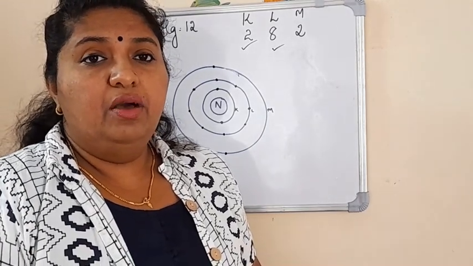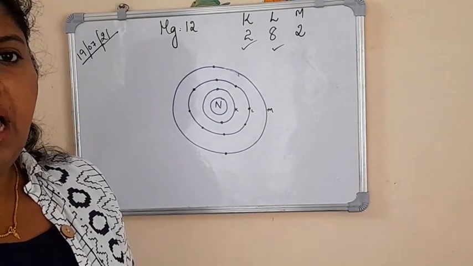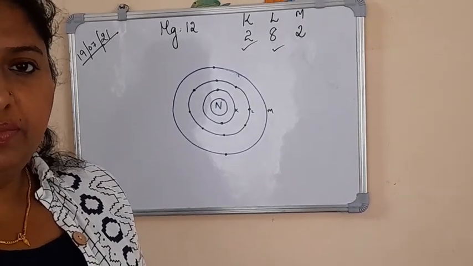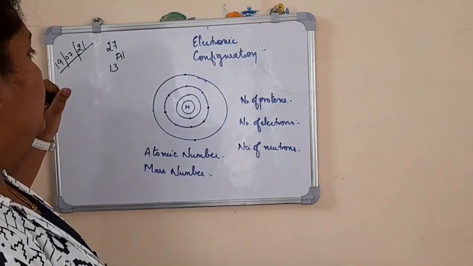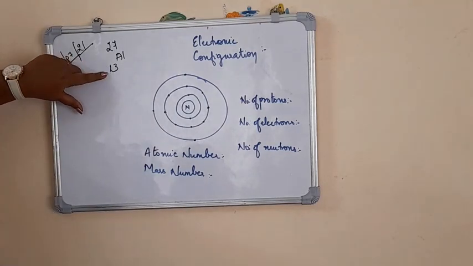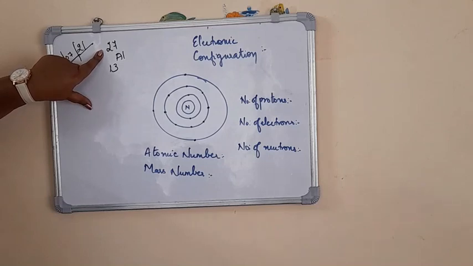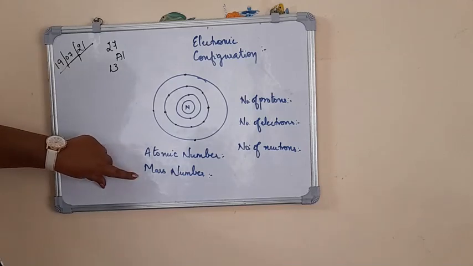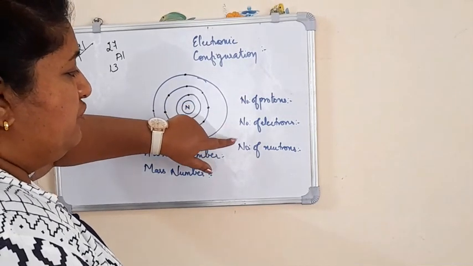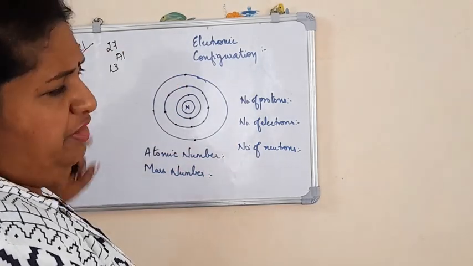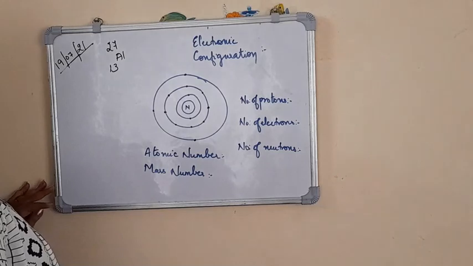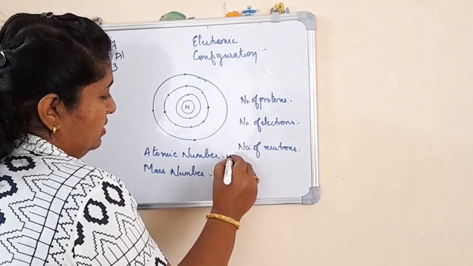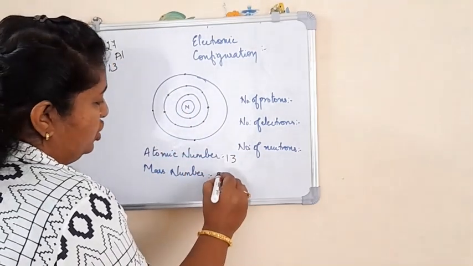Now we are going to study one more thing. That is, if this atom model is given, what all things can we find out from that? So here the atomic number of aluminium is given, 13, and mass number is 27. Bohr atom model is given. From that we can identify the atomic number, mass number, number of protons, number of electrons, number of neutrons and its electronic configuration. As the symbol is given here, it is easy to find out the atomic number and mass number, isn't it? Atomic number is 13. Mass number is 27.